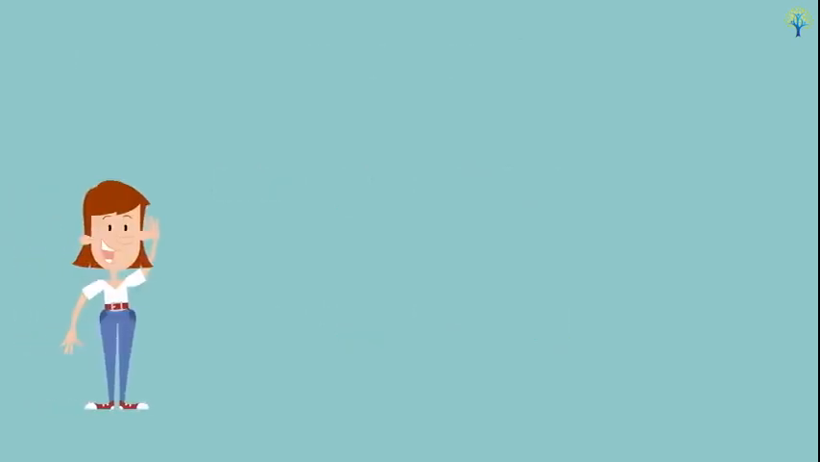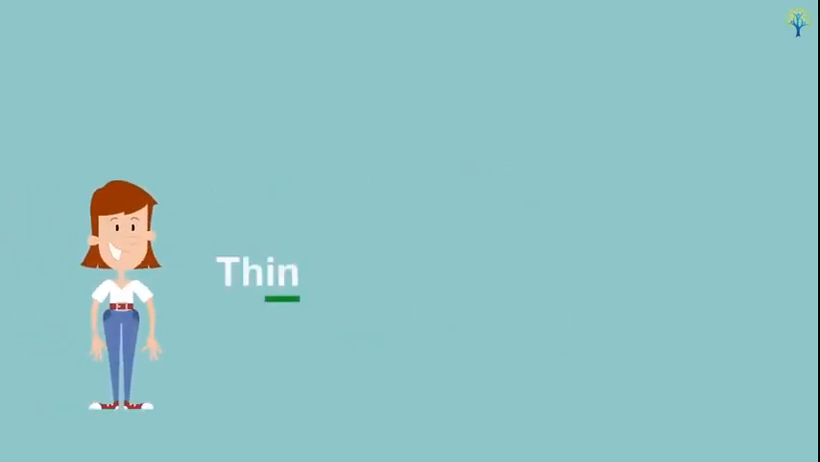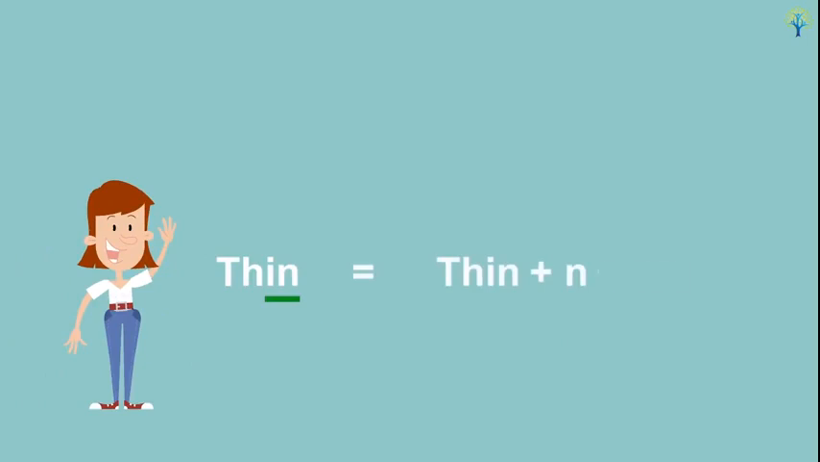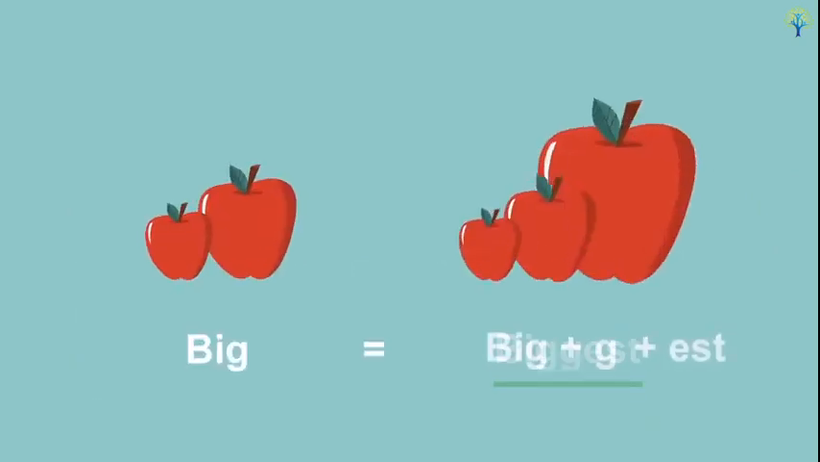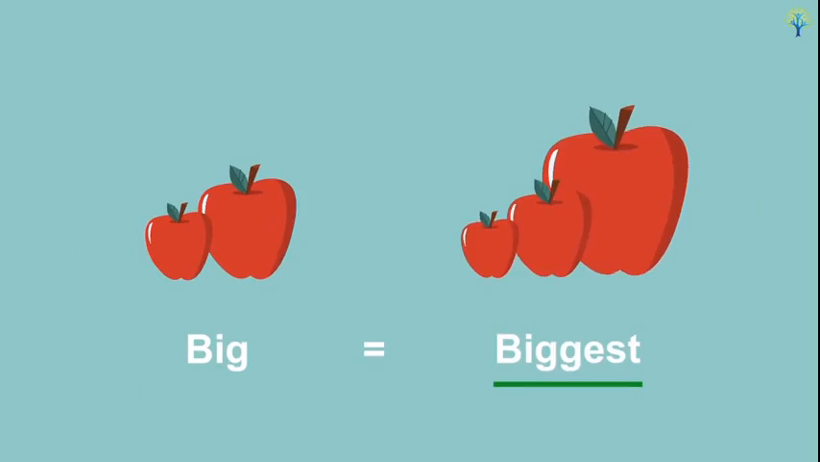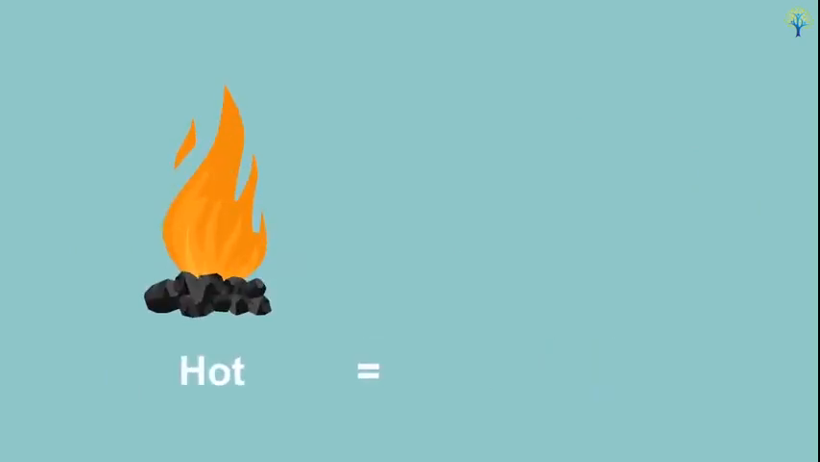Like comparatives, if the last two letters of the word have a vowel and a consonant together, like it, at, or in, double the consonant and add est to make it a superlative. Thin becomes thinnest. Big becomes biggest. And hot becomes hottest.